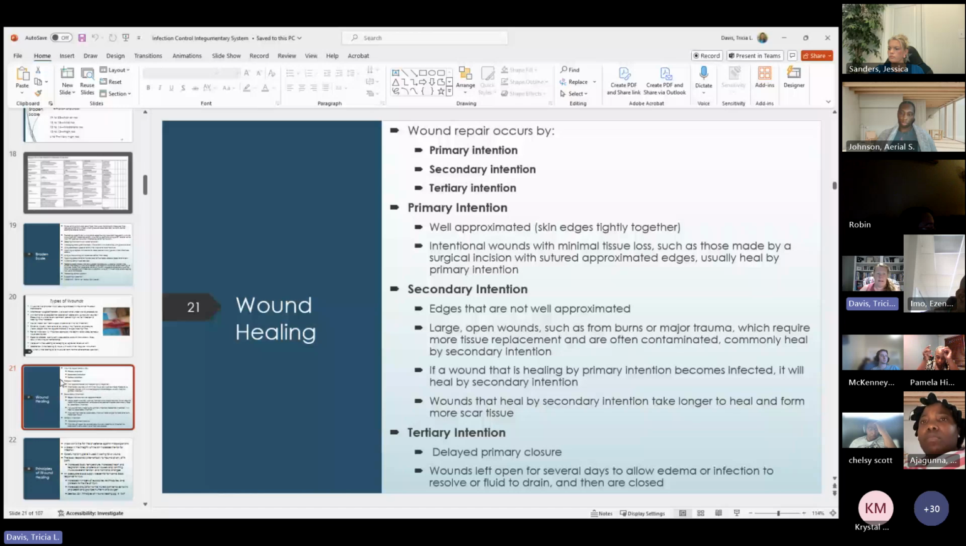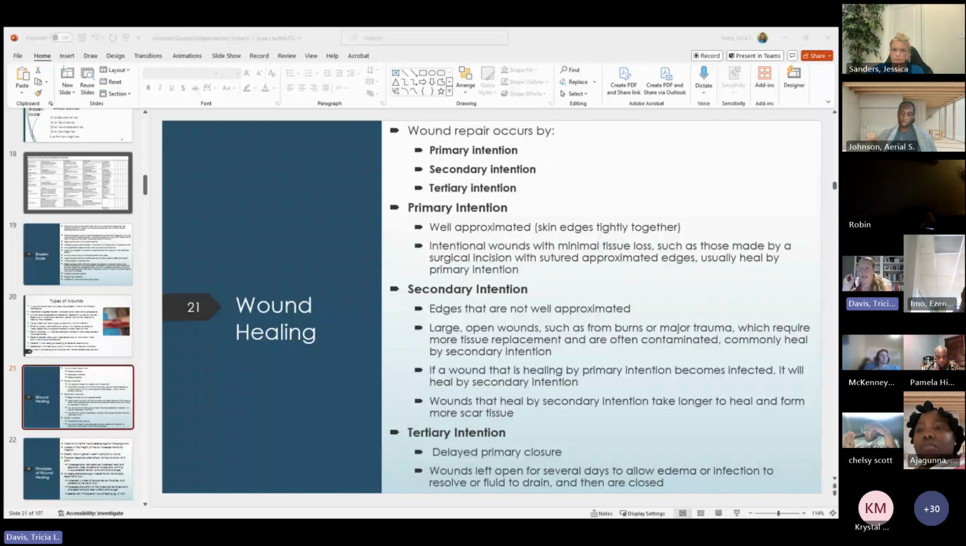All right. This is also important for you guys to know for your exam. So when we think about how wounds heal, they can repair themselves one of three ways. So we have primary intention, secondary intention, or tertiary intention. So you definitely need to know all of these. You have to have a good understanding of all of these.